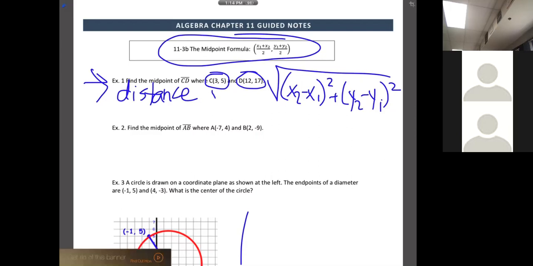Okay, so C is going to be x1, y1, and D is going to be x2, y2. So then we plug our numbers in. So x2 is 12 minus x1, which is 3.